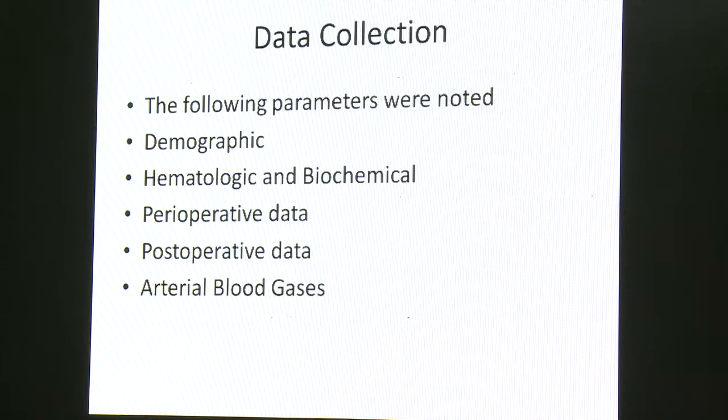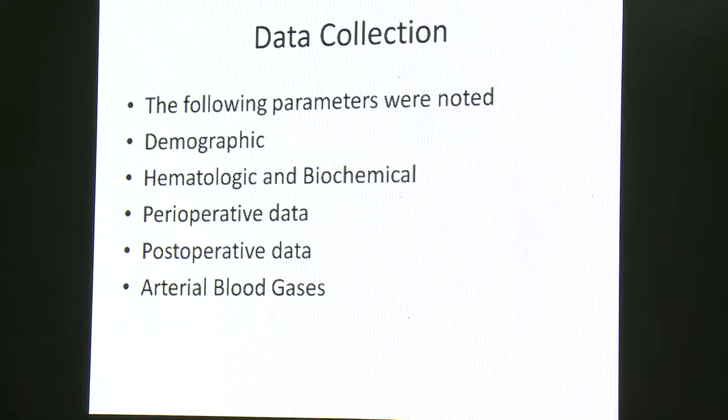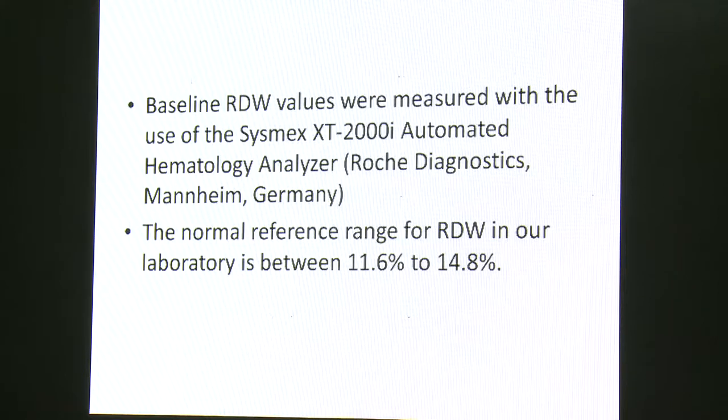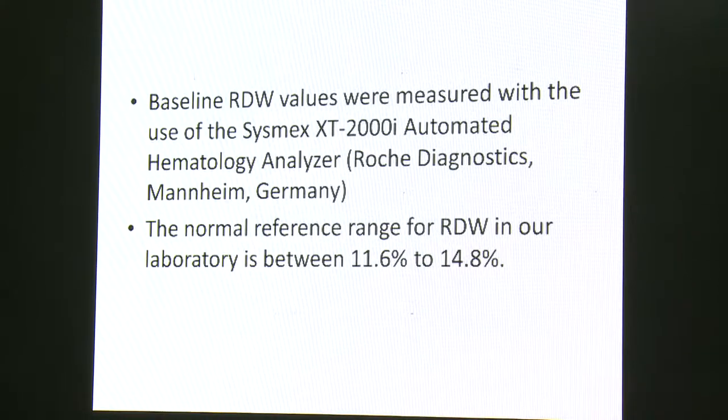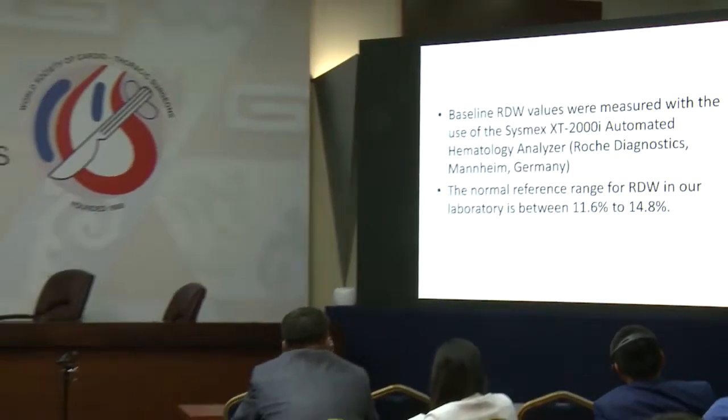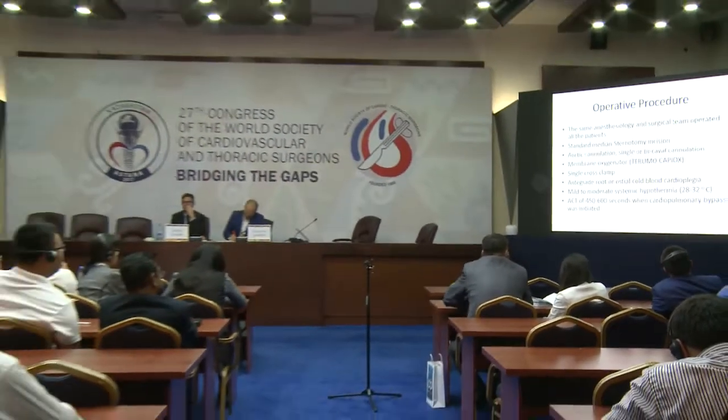The following parameters were noted: demographic, hematologic and biochemical, perioperative data, postoperative data, and arterial blood gases. Baseline RDW values were measured with the Sysmex XT2000i automated hematology analyzer. The normal reference range for RDW in our laboratory is 11.6% to 14.8%.